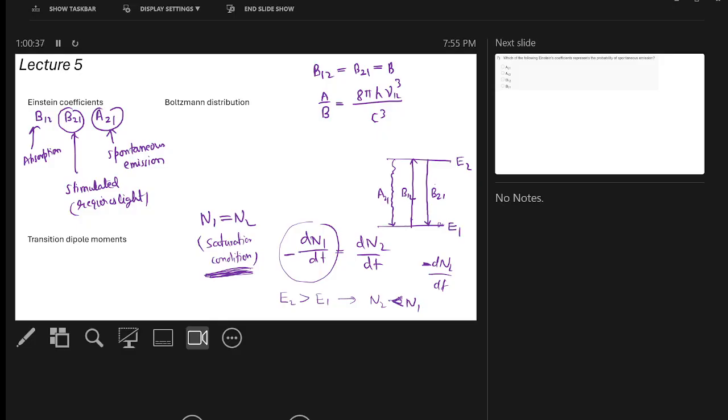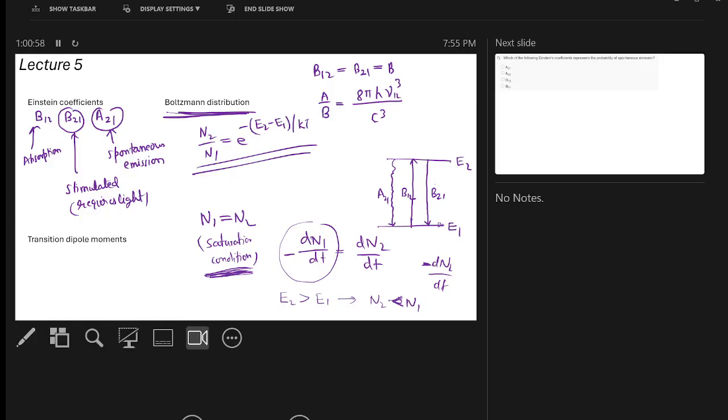Okay, and this particle distribution can be given by the Boltzmann distribution. So N2 by N1 is equal to e to the power minus (E2 minus E1) by kT.